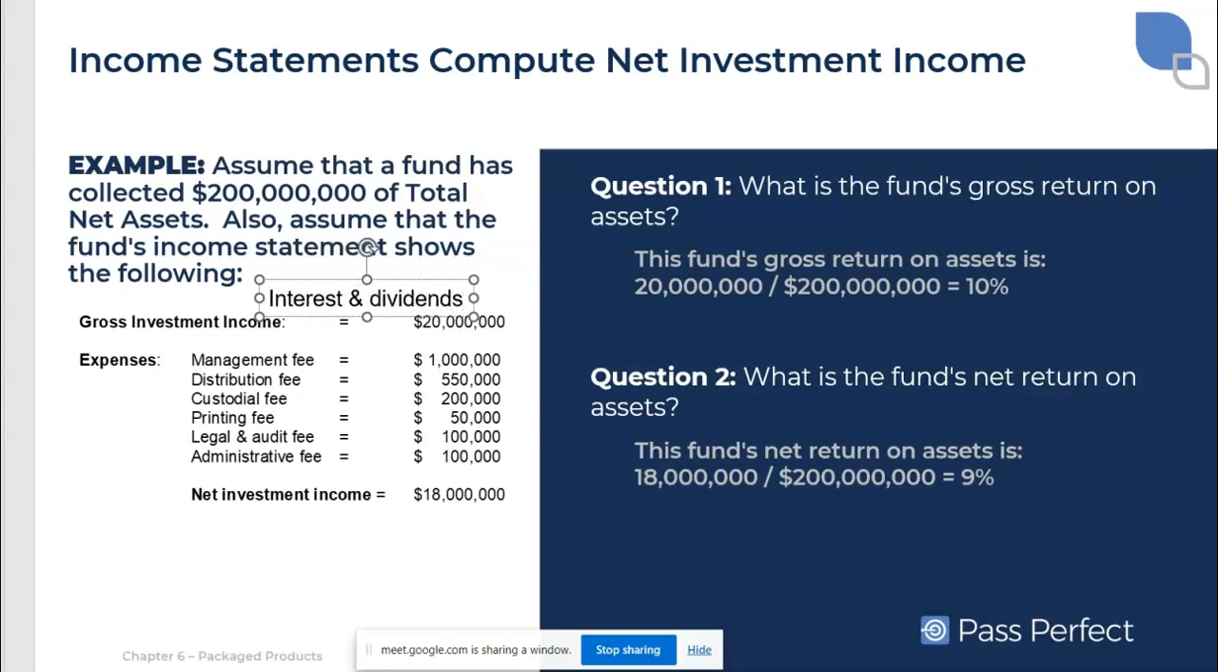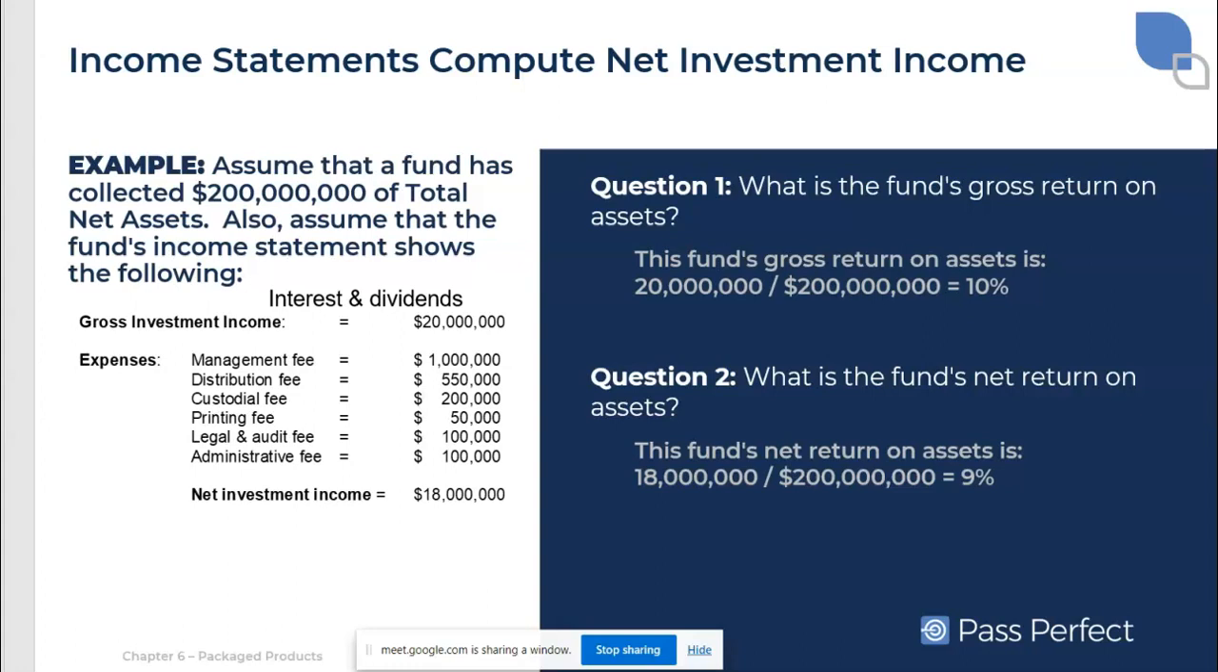So if the fund holds bonds, bonds pay interest. If they hold stocks, stocks pay dividends. So that is their gross investment income. Now we're going to subtract out fees and costs here: management, distribution, custodian, all these things, basically until we come down to their net investment income of $18 million. So this would have been $2 million in charges.